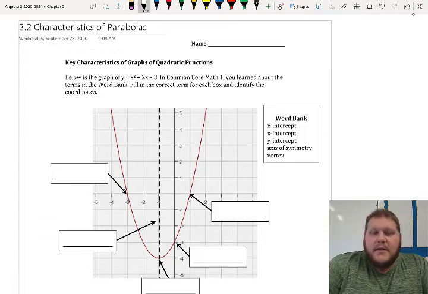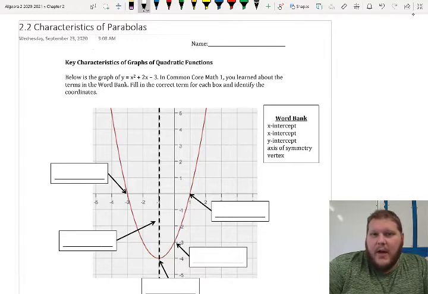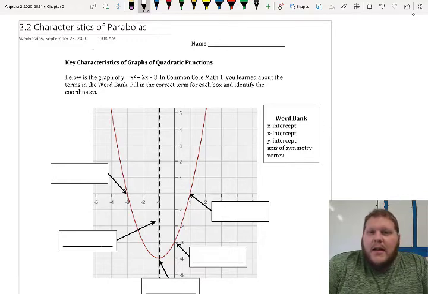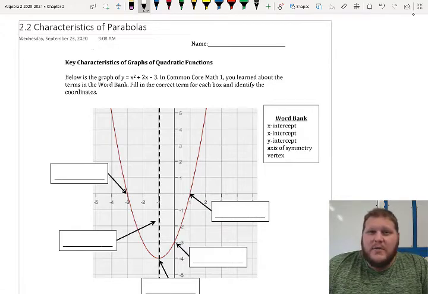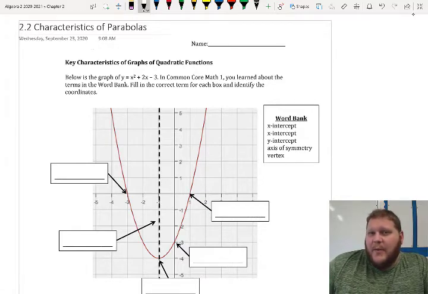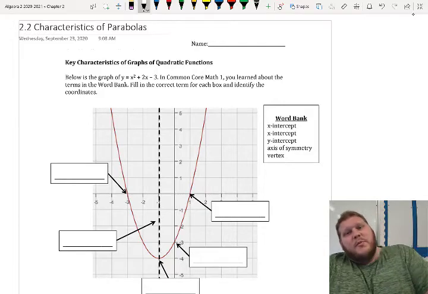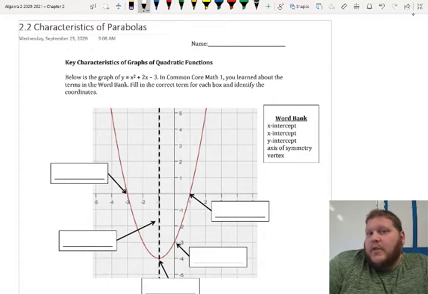Hey guys, today we're taking a look at 2.2, looking at some characteristics of our parabolas. In this, a lot of the words will be familiar to you. There really should be just one or two new ways of describing a parabola that we didn't talk about back in Algebra 1, so it should be mostly review besides that one new thing.